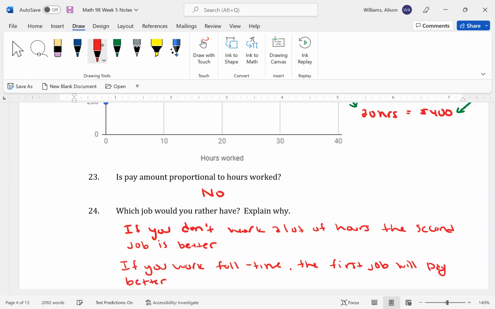So if you're okay with a small amount of hours, great. But otherwise, you're going to want the other job, the one that pays more per hour. Even though they give you this nice little bonus where you don't work and still get paid $200, you are still going to end up making more in the end with the first job versus the second job.